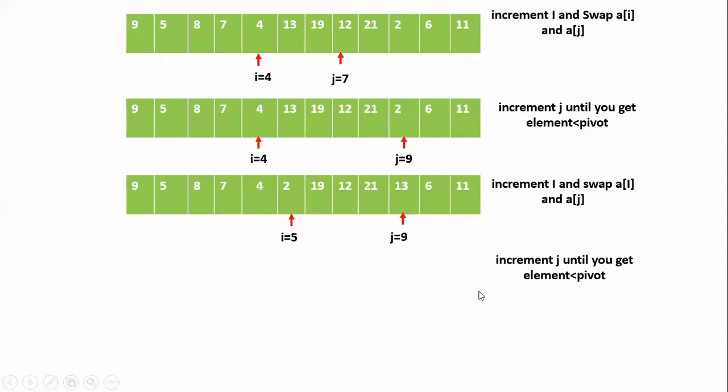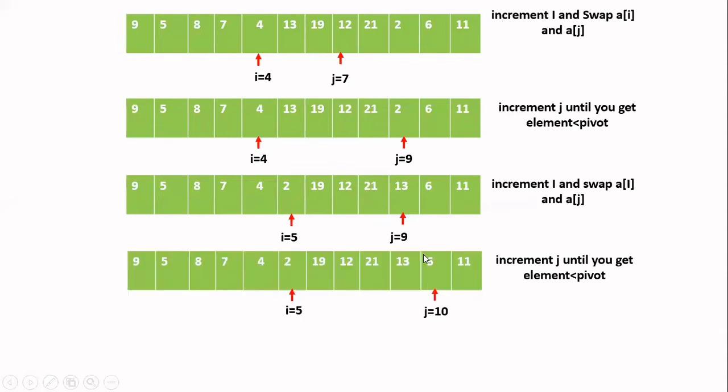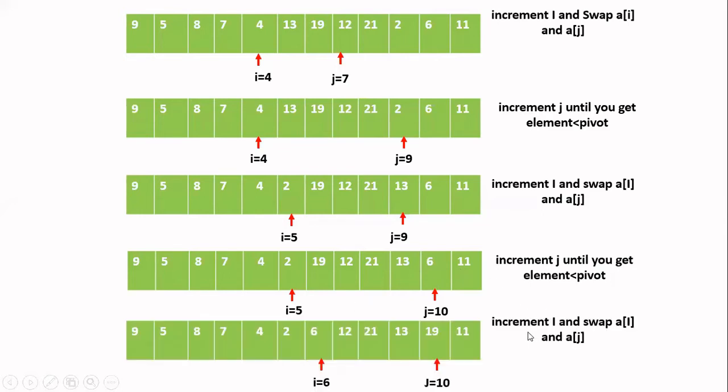Now if I increment j, j is now pointing to 6. 6 is less than the pivot element. Now I have to increment i and swap A of i and A of j. Okay, so now increment i, previously 5, now it will be 6. It is pointing to the element 19. A of i is nothing but 19. Okay, now you have to exchange 19 and 6. So after exchange, this will be your array.